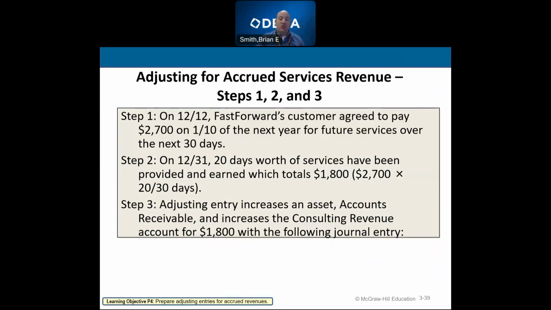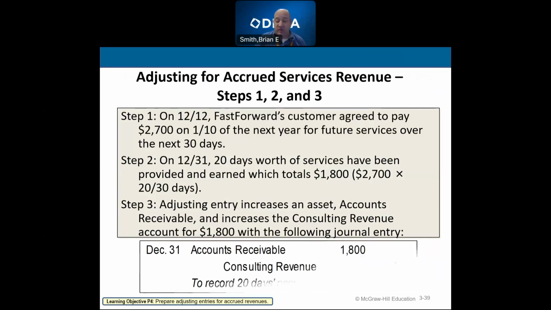All right. So we're going to record the revenue, credit it for 1,800, and then debit accounts receivable. We haven't got the money yet, so we have to show that we are owed $1,800. But notice, even though we didn't get the cash, we still record the revenue. We earned it. It's revenue, whether we get the cash or not.